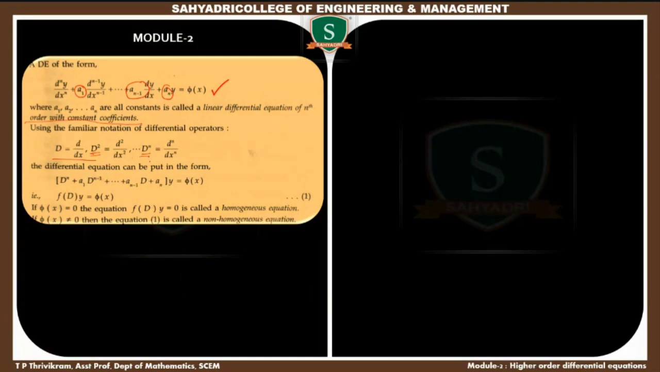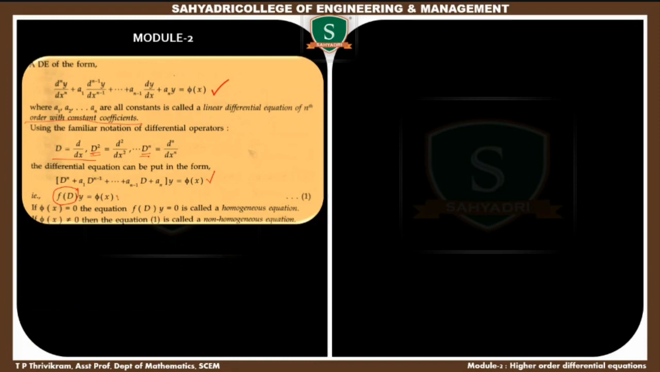If you replace these in the standard equation, it is converted into notation form like this: D power n plus a1 D power n minus 1 plus a2 D power n minus 2 and so on up to an, into y, is equal to phi of x. This is called the notation form of the given differential equation. Finally, your differential equation converts into some function in D, f of D into y, is equal to phi.